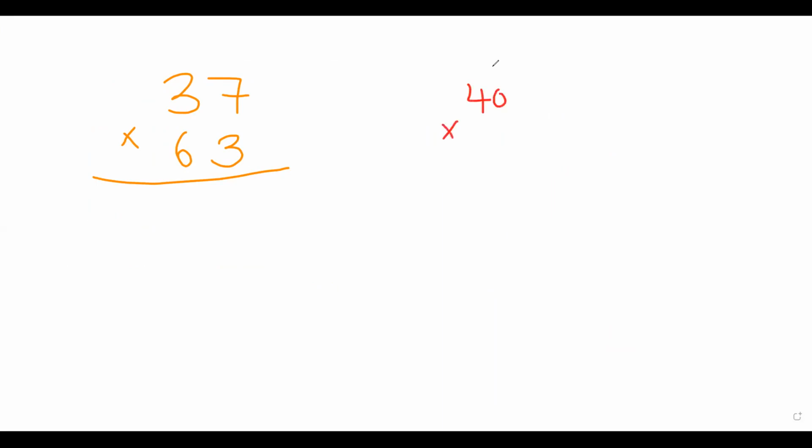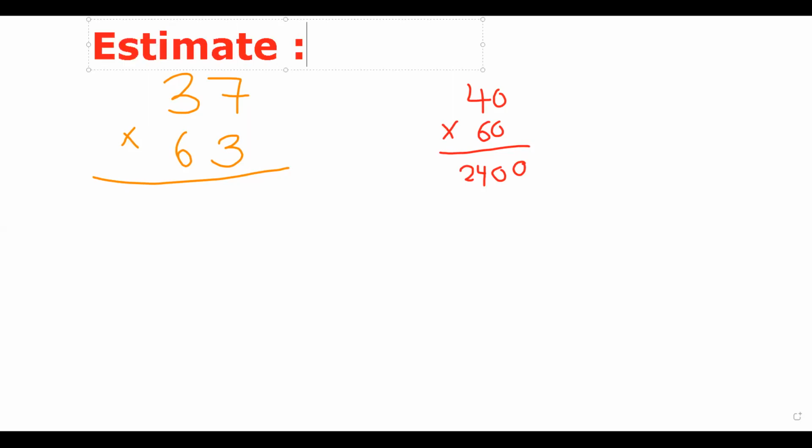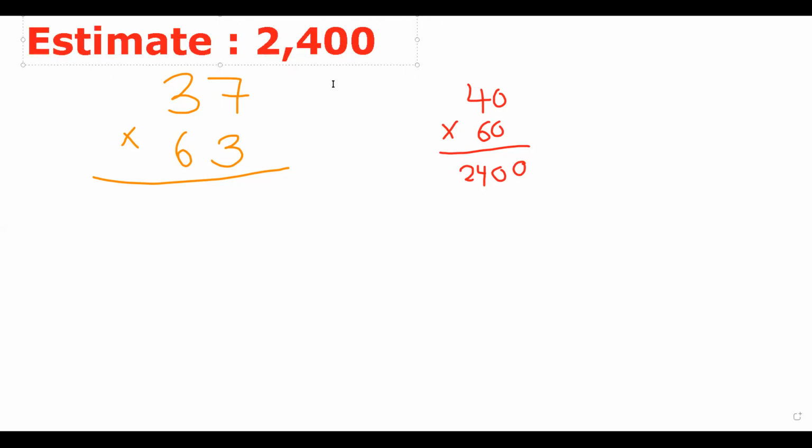Bravo, you estimated and you found that it is 40 times 60. Add the zeros, then 4 times 6, 24. So when you estimate here, it is 2,400. Then now.